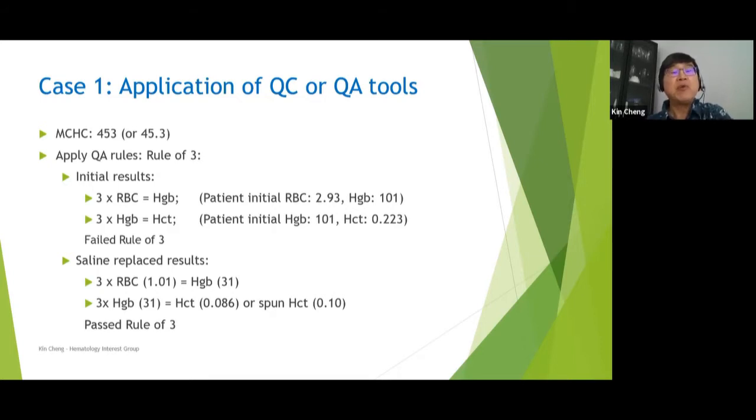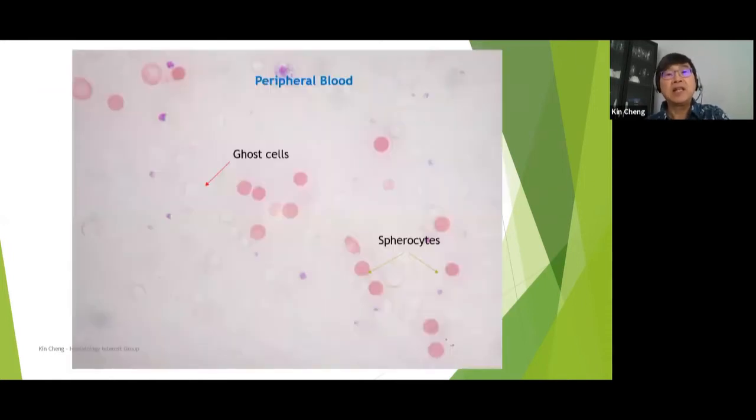And remember, one of the QA tools was the 3 times rule we talked about last time. So she applied all those QA and QC tools and realized something was abnormal. 3 times RBC equals hemoglobin, 3 times hemoglobin is hematocrit. On the initial sample, it failed, and on the saline replace sample, it corrected, right? So she looked at the slide, and that's what the slide shows.